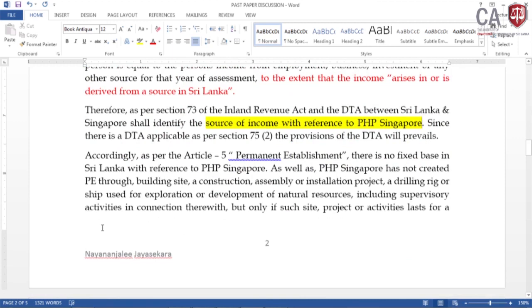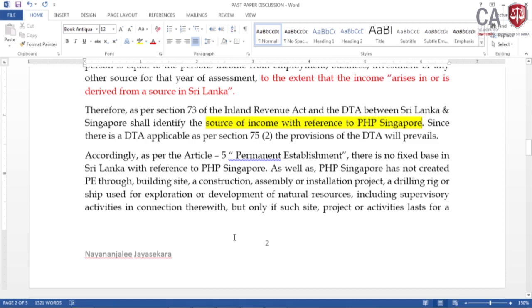Since I have done the Singapore and Sri Lanka treaty 100%, I am not coming to the treaty again to explain this, since I have already done it. Therefore, we will come to the answer.